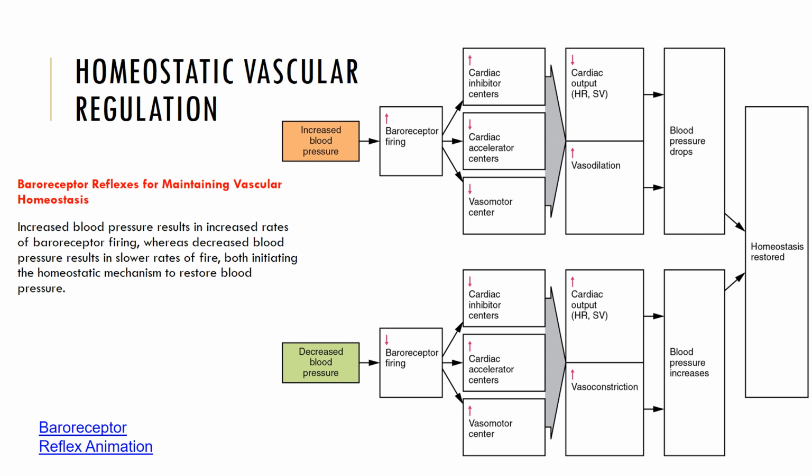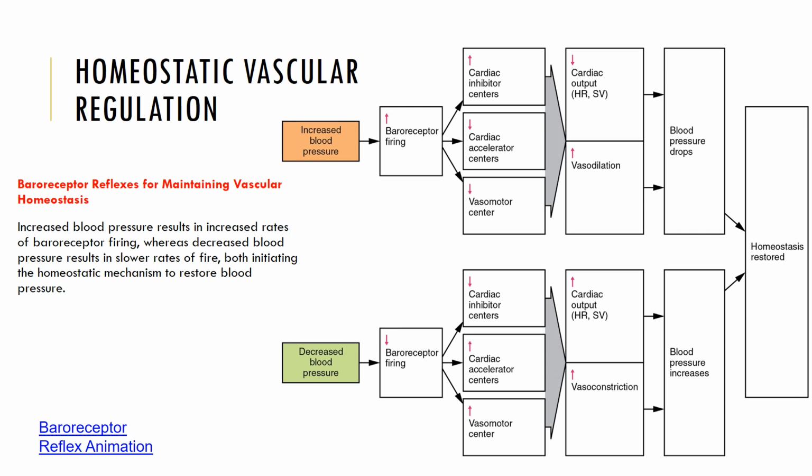Baroreceptors are located in the carotid sinuses, aorta, and right atrium and detect changes in blood pressure. When the baroreceptors detect an increase in blood pressure, they send a signal to the hypothalamus, which in turn triggers vasodilation, a decrease in heart rate, and a reduction in cardiac output.